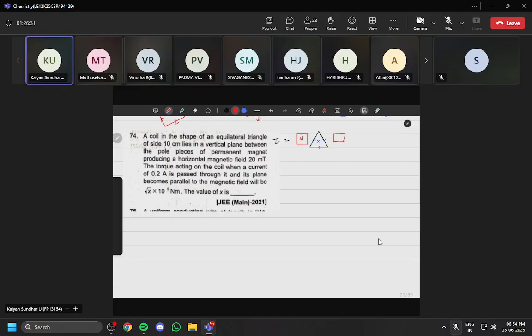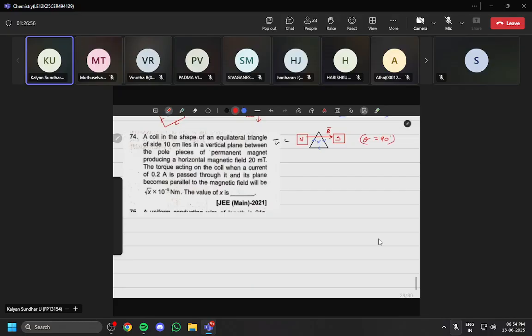This is your north pole. This is your south pole. Magnetic field is in this direction. Which direction is the area vector in? Perpendicular to it, that's all. If the current goes anti-clockwise, it is out of the plane; if clockwise, into the plane. That's it. The magnetic field is traveling parallel to this plane. Now what is the theta value? 90 degrees. That's it.